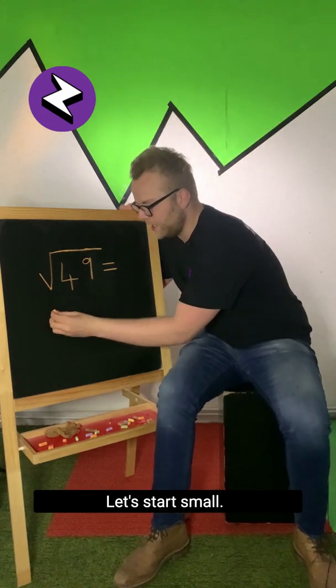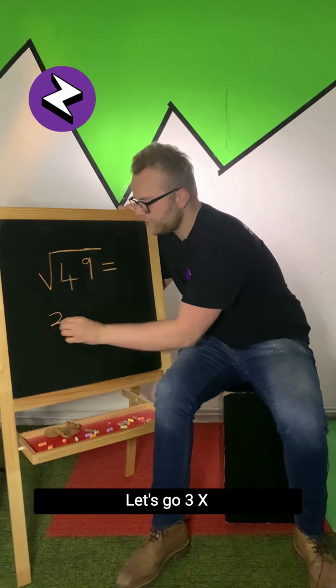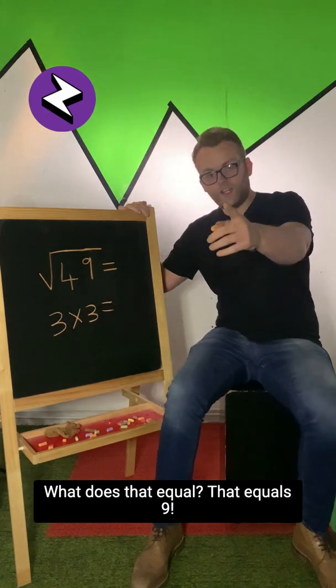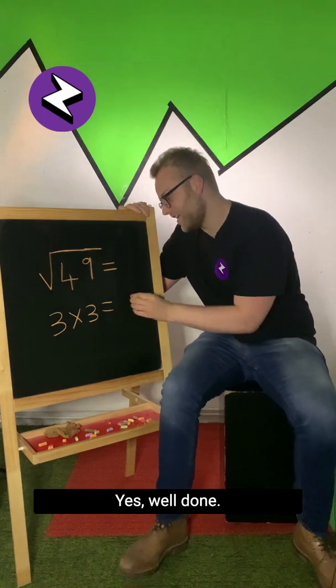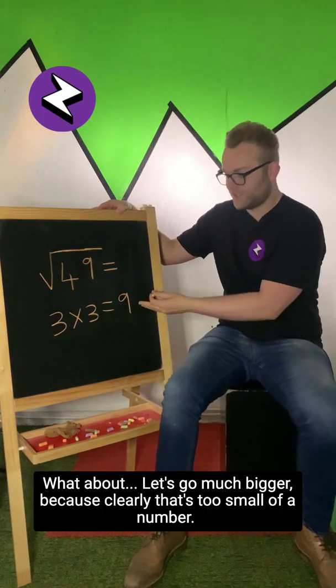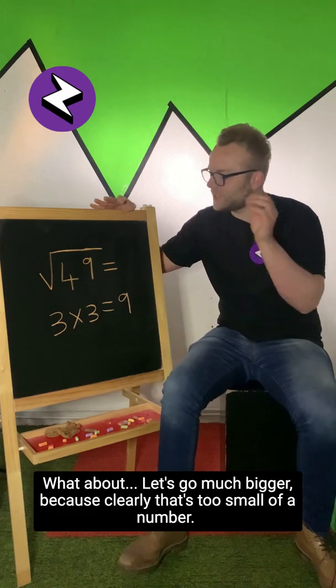Let's go small, okay? Let's go 3 times 3. What does that equal? That equals 9. Thank you, yes, well done. What about, let's go much bigger, because clearly that's too small of a number. So let's go something much bigger.